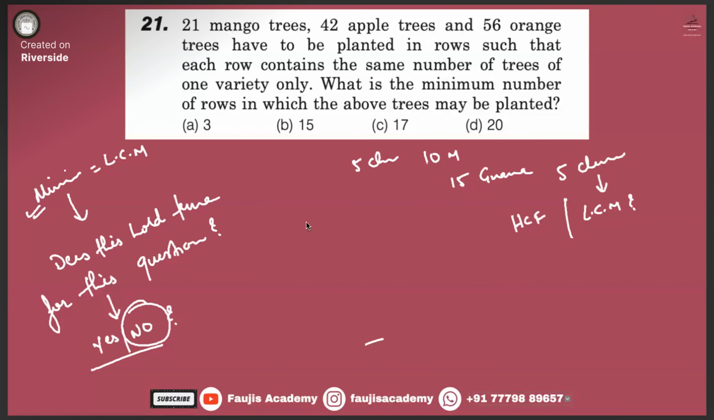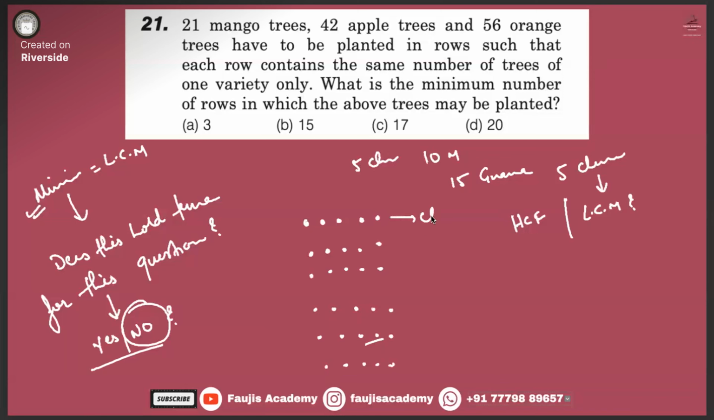So they are asking you have to plant it in such a way that in each row, 1, 2, 3, 4, 5. 1, 2, 3, 4, 5. 1, 2, 3, 4, 5.